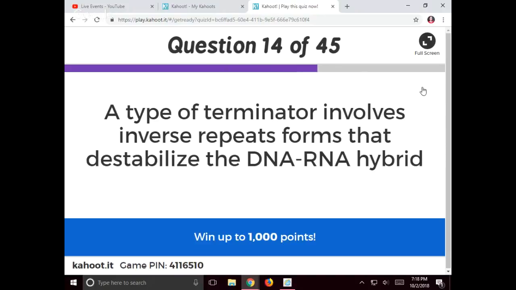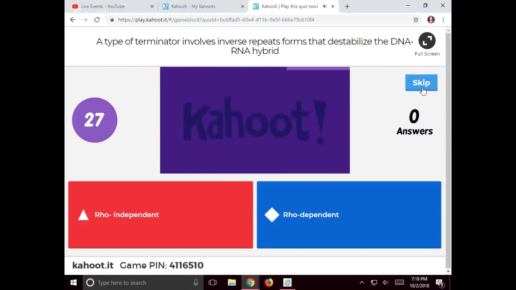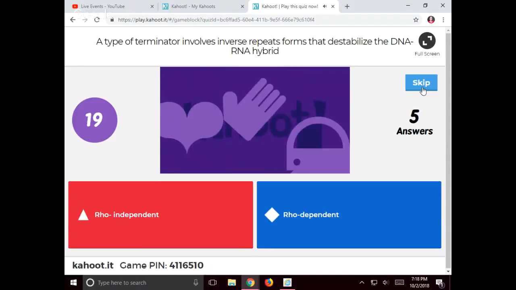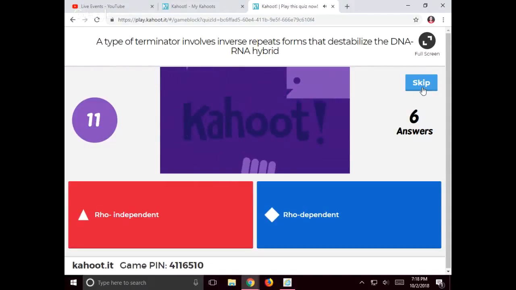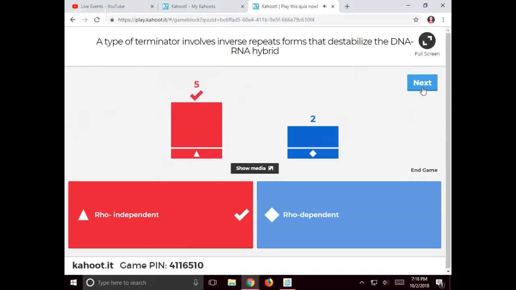A type of terminator that involves inverted repeat forms that destabilize the DNA-RNA hybrid. So which terminator destabilizes it? So this is one I pulled from the book. So the ones that involve the inverted repeats, what basically happens is RNA doesn't stick quite as well to DNA, and it's partially because of uracil. And so eventually it has these little codons that are inverse of each other. So like one will pick up and then they'll go and then just rip off. It's like seeing a bunch of magnets coming off and then sticking together. So it's interesting.